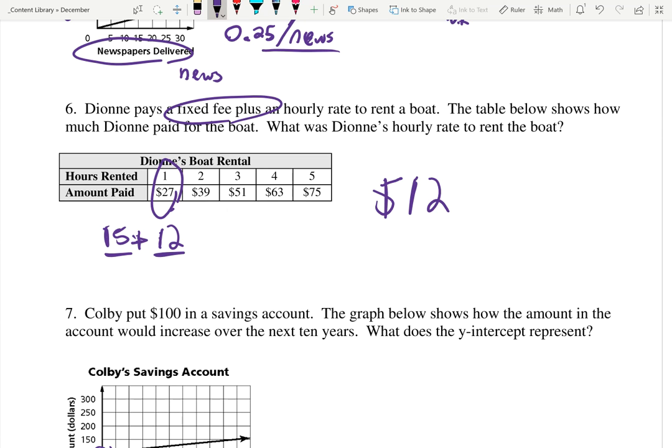But she doesn't have to pay that fee anymore. So every other hour, she just adds an additional $12 to her total. That's why in the first part we see 27, because she has to pay not only the $12, but she also has to pay the fixed fee up front.